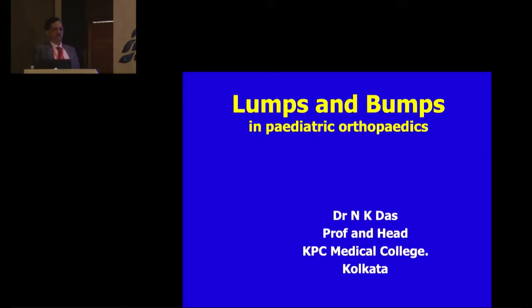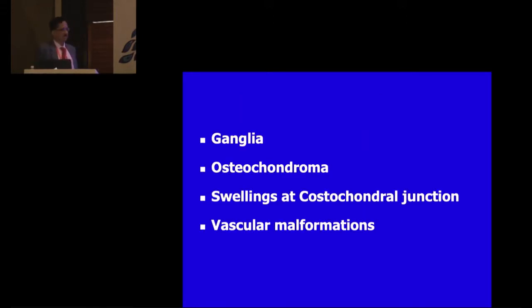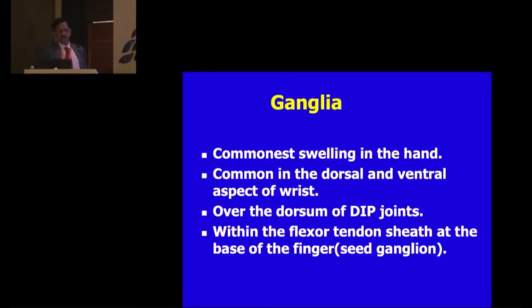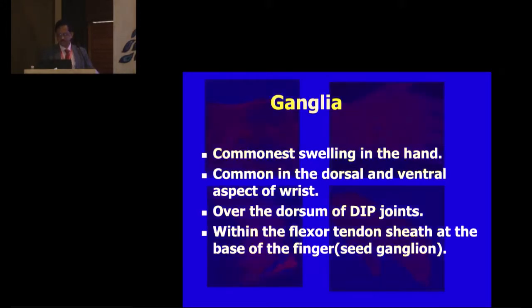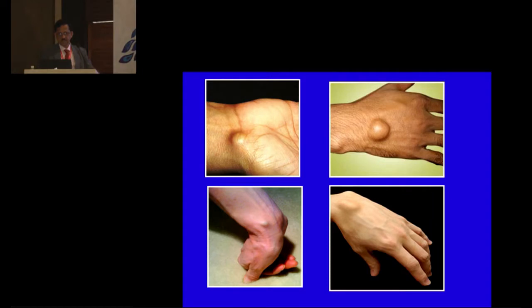Lumps and bumps in pediatric orthopedics are not uncommon. I have to cover four topics: the ganglion, osteochondroma, the swelling at the costochondral junction, and vascular malformations. The ganglion is the commonest swelling around the hand and in the dorsal and ventral aspect of the wrist, over the dorsum of the DIP joints, and within the flexor tendon sheath at the base of the finger, which is known as sheath ganglion. And these are the clinical examples.